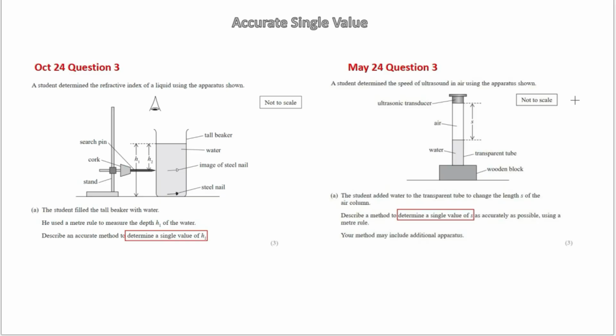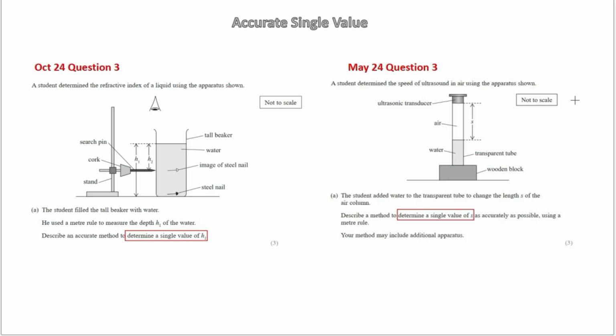And you have a similar concept in May 24, question 3. A student determined the speed of ultrasound in air using the apparatus shown. The student added water to the transparent tube to change the length S of the air column. Describe a method to determine a single value of S as accurately as possible.